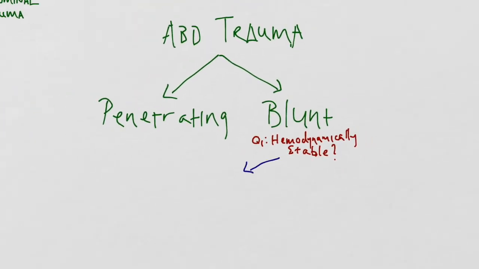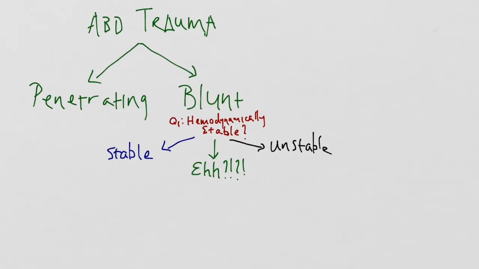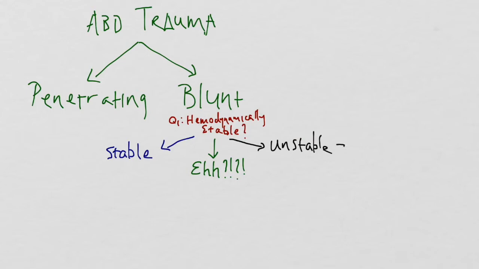So the patient will either be stable, unstable, or in a category I like to call the I am not 100% sure whether they're stable or unstable. The patient may be a little tachycardic but have stable blood pressures. So they're kind of in that in-between area. So let's start with the easy one.